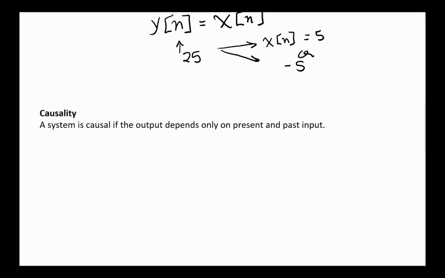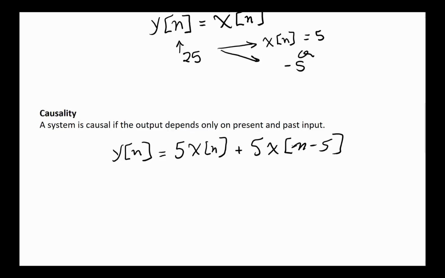Now, if they're non-causal, they're more predictive type systems. So let's go ahead and take a look at this. For example, if I have y of n is equal to 5x of n plus 5x of n minus 5, is this causal or isn't it causal? Well, if you look at this, y of n, n is the present, it depends on the present input and n minus 5, which is a past input. So this is indeed causal.